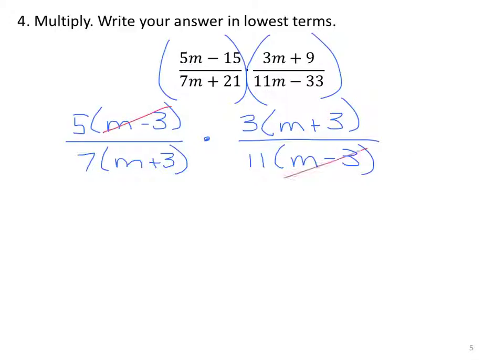So now let's see what we can cancel. The m minus 3's are identical, so they cancel. The m plus 3's are identical, so they cancel. And then we look at our numerators. We have 5 times 3, and in our denominators we have 7 times 11. None of that cancels, so we're left with 5 times 3, which is 15, over 77.